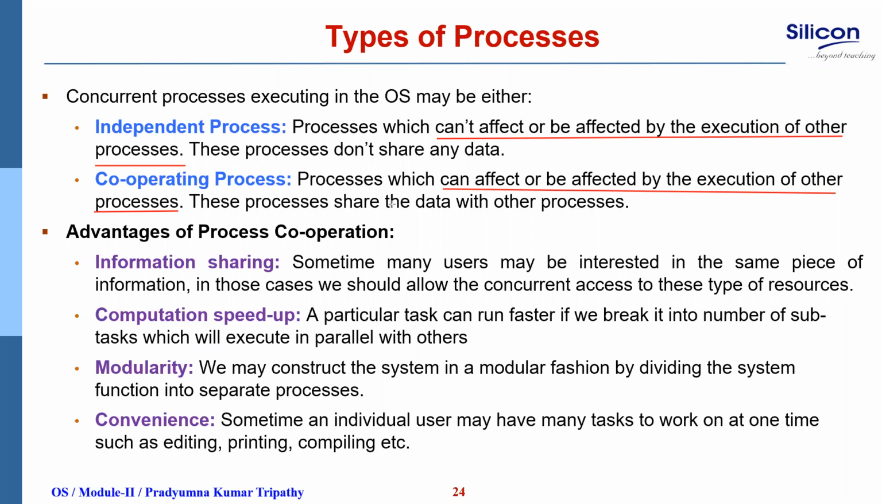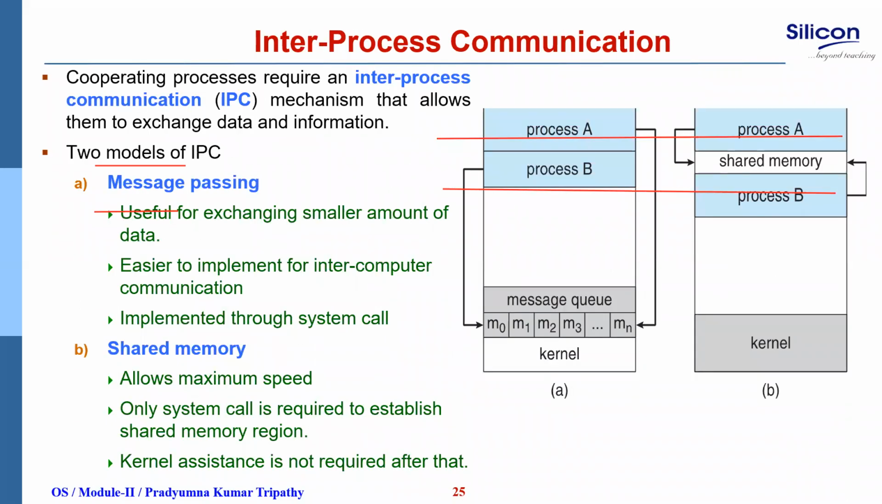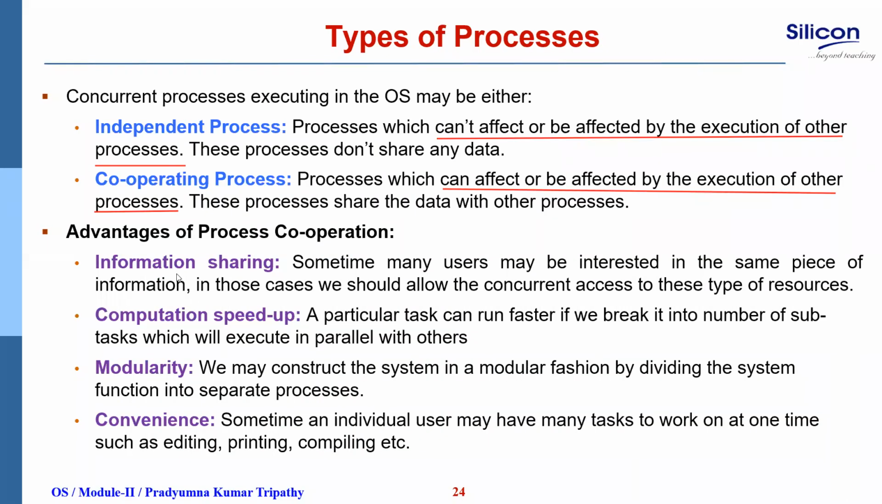Now, why will the processes cooperate? All could be independent processes, all executing independently. What is the need of cooperation? Processes need to cooperate for information sharing, computational speed up, modularity, and convenience. These are the 4 things for which the processes need to cooperate.